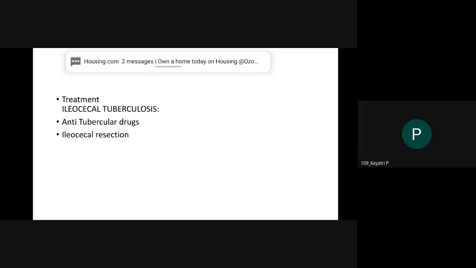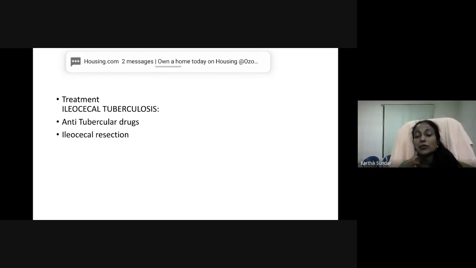Stricture will come, ma'am. So what happens? Hyperplastic, ulcerative. In ulcerative, ma'am, a transverse ulcer will be formed, and it heals by forming a scar. So stricture will be formed here also, yes, ma'am.